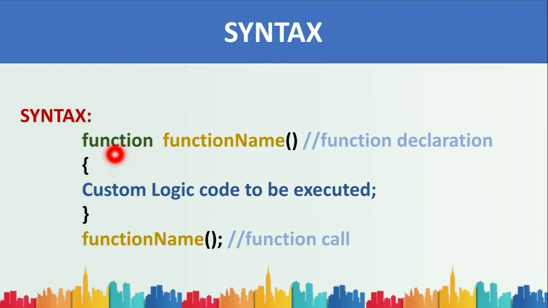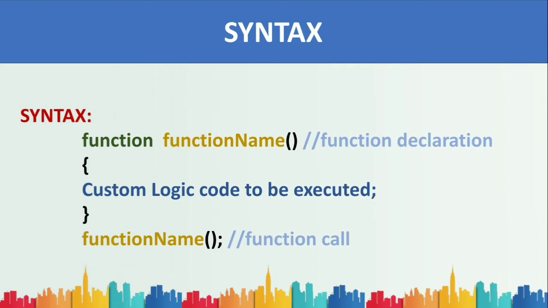First, a user defined function should begin with the keyword function, followed by the function name, then open and close bracket, and open and close curly bracket. Inside that you can write the code to be executed. This is a block of statement. This is the function declaration. And finally, outside the block, we have to call the function. How to call the function? Simply write the name of the function and use the bracket, and end with a semicolon. So this is the way to write the user-defined function.